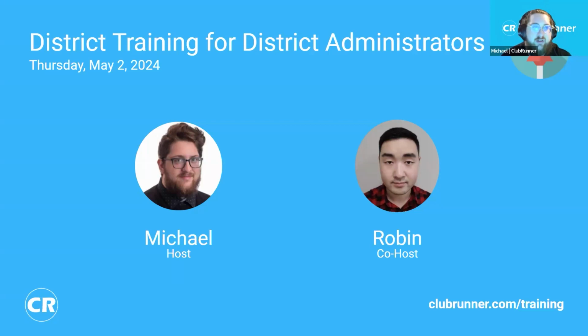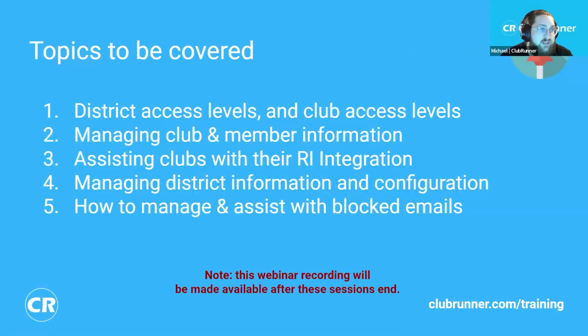To jump right into it, here are some of the topics that we will be discussing today. First, we'll be taking a look at how you can go about gaining access to your district website and the various different functionalities that are available within it. Next, we'll look at how you can help manage any clubs within your district, including their basic club information, executive lists, and general member information, their member profiles. We will be briefly touching on RI integration and how you can assist clubs in getting that set up through Club Runner.